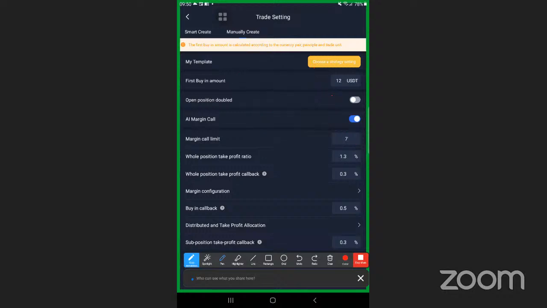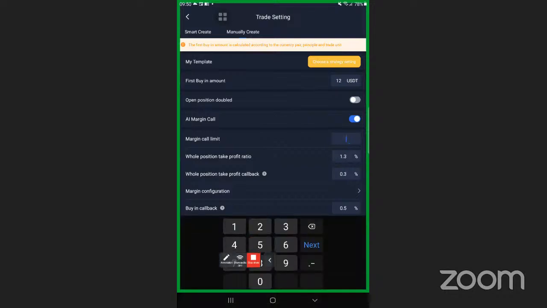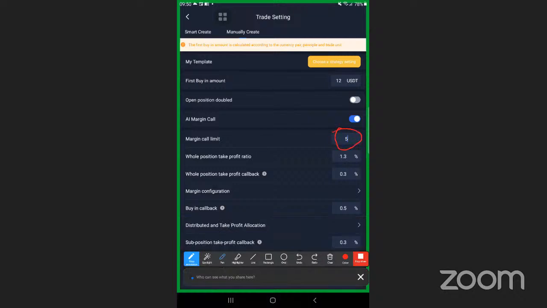Okay, we are going to do this. We're going to put our number of margin calls here, which are 5. Now, for us to find our first buy-in amount, remember, we do have 5 margin calls. We want to manage our $100 for the 5 margin calls.